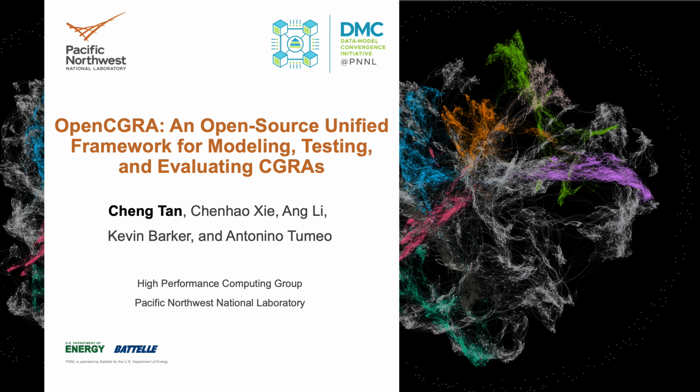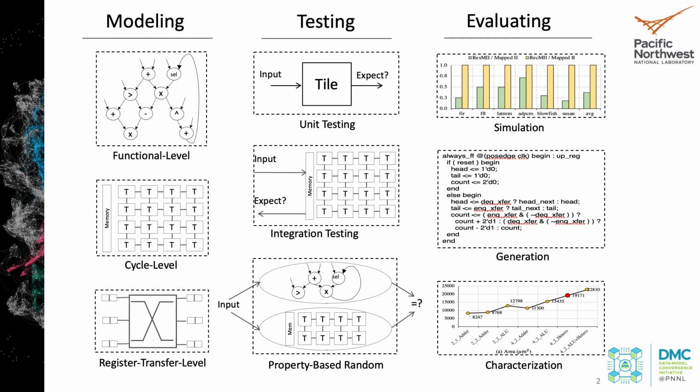I'm now giving the presentation about our proposed framework, OpenCGRA, an open source unified framework for modeling, testing, and evaluating CGRAs. So a CGRA framework should contain three main parts: modeling, testing, and evaluating. For modeling, functional level modeling provides the fastest way to emulate the functionality of a target design, and it could also be used as the golden model for verification.